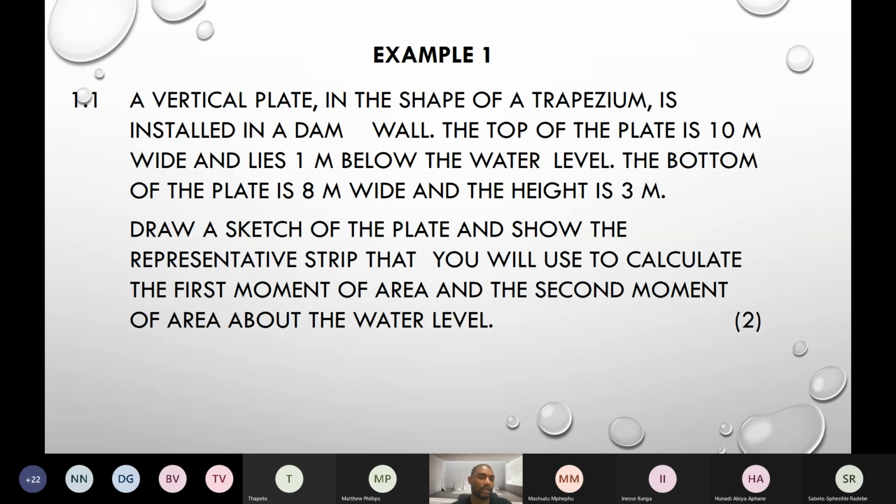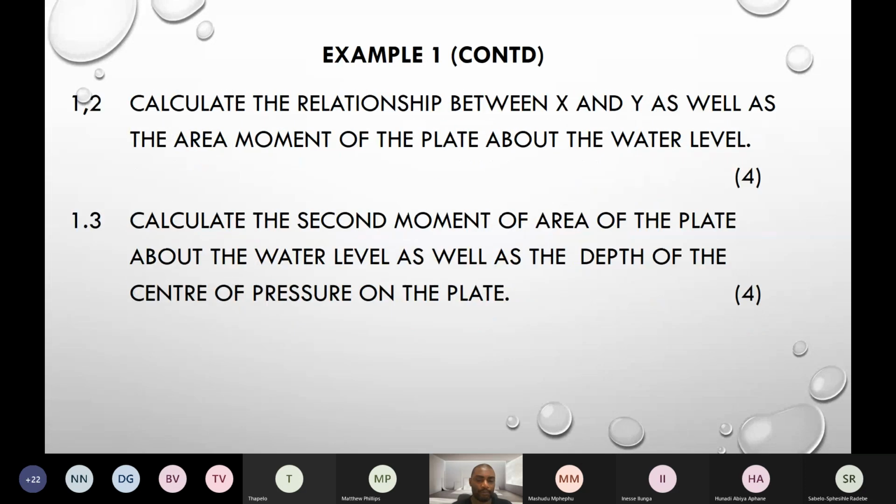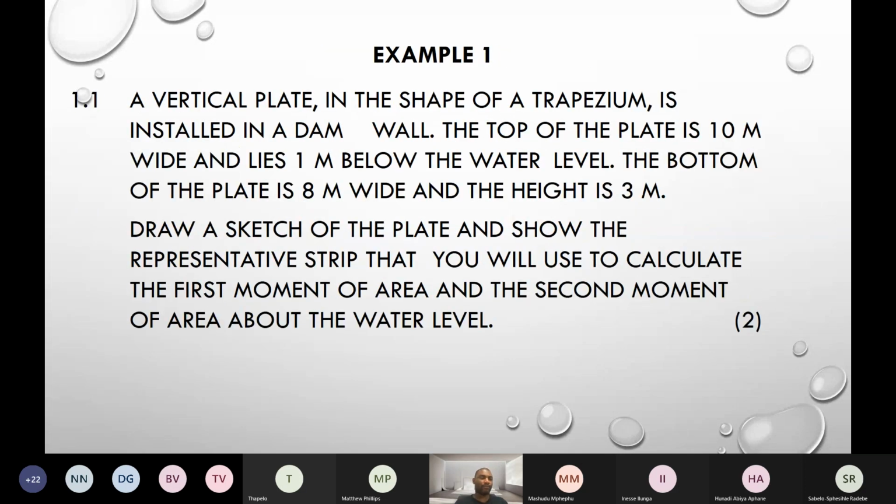So let's look at example 1. Example 1 has got 3 parts. I'm just showing you the first part here. These are the second and third parts. So the first part says: a vertical plate in the shape of a trapezium is installed in a dam. I'm actually writing it down, so that I can see how fast you write it, even as I'm doing it.